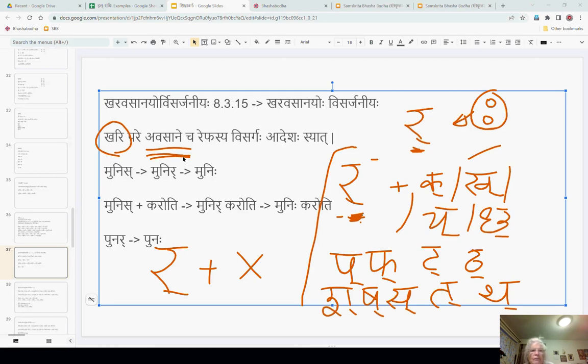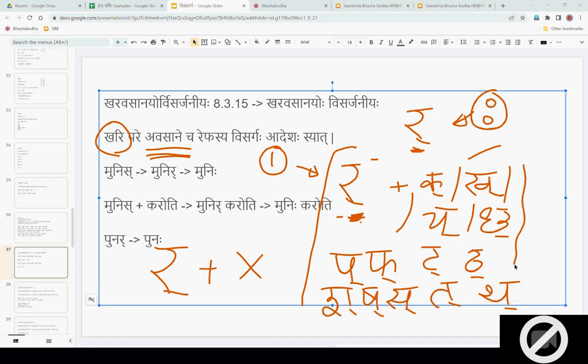Okay, so ra is the end. So there are two alternate conditions here. One condition is ra is at the end of a word, and it is followed by one of the khar letters. That is the first condition. Or ra is at the end of a word and it is not followed by anything. That is actually the end of a sentence.